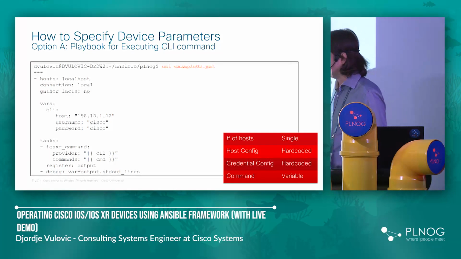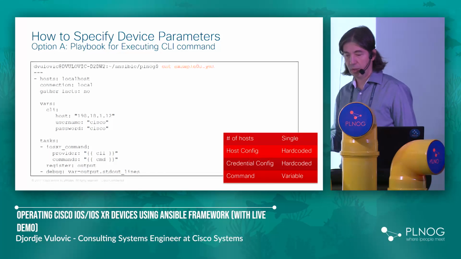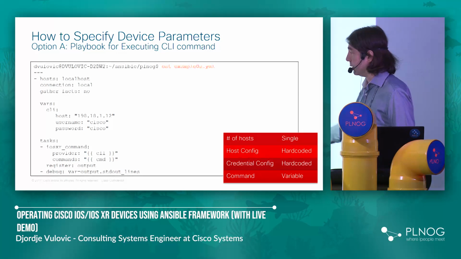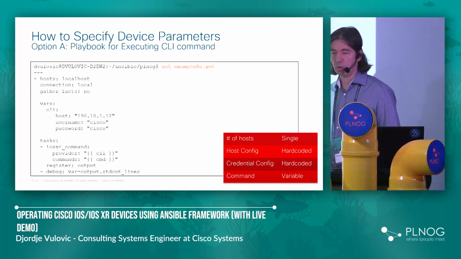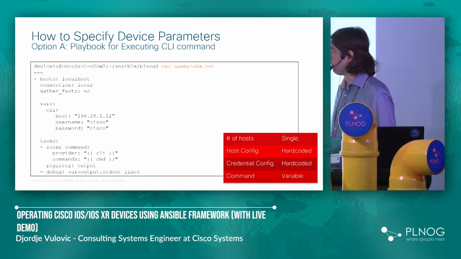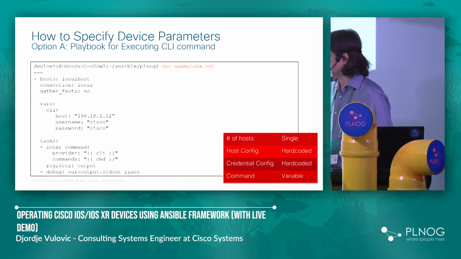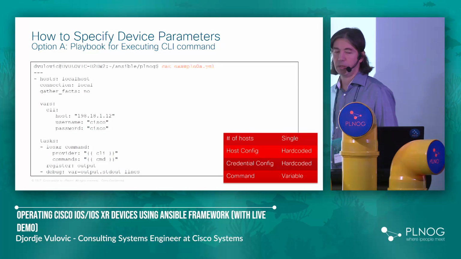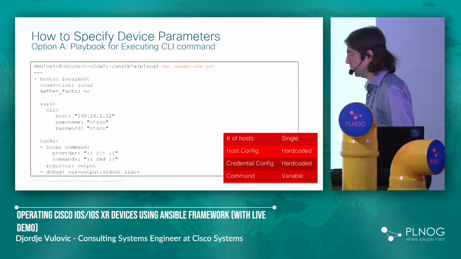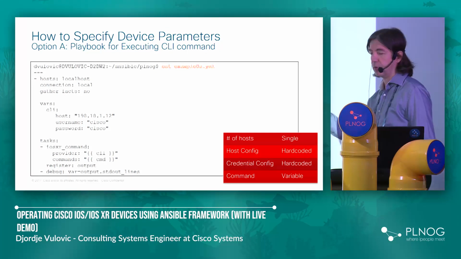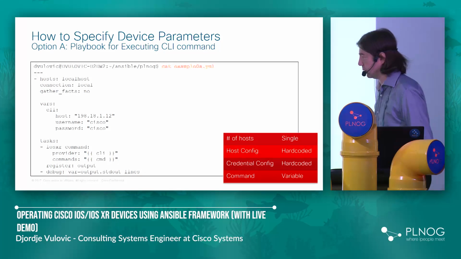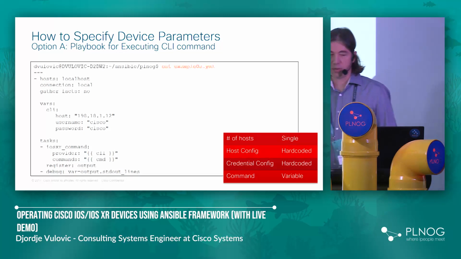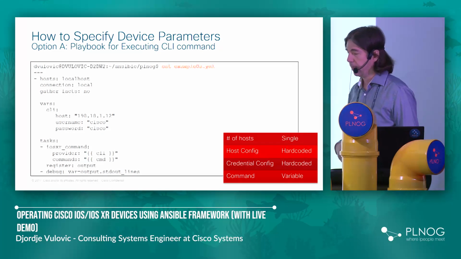So the IOS XR command module, like most of the iOS and IOS XR modules, has this provider argument, which is a structure of three values: the host, the username, and the password. That's the minimum. Maybe, for example, you can specify the SSH port if it is not 22, or something like this.